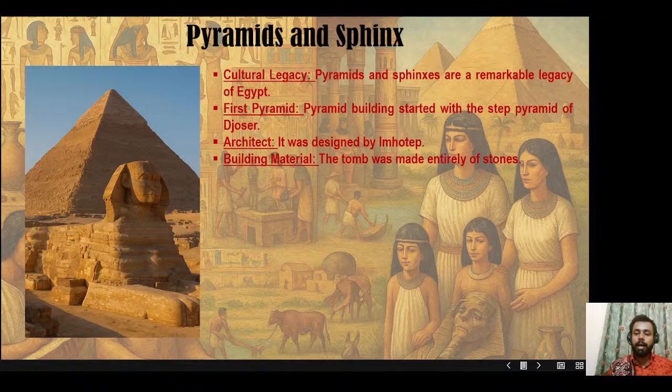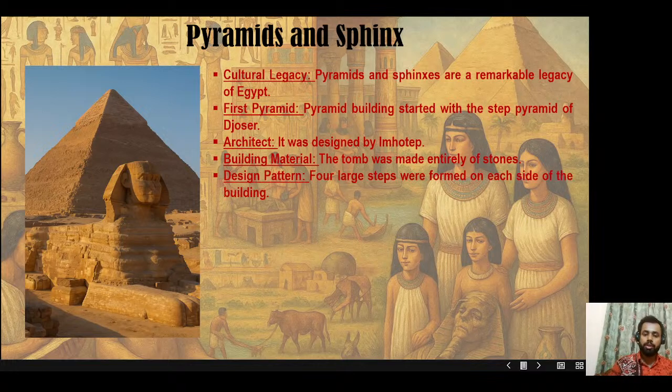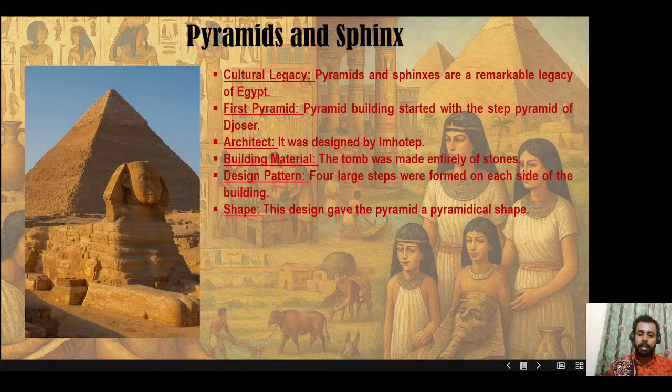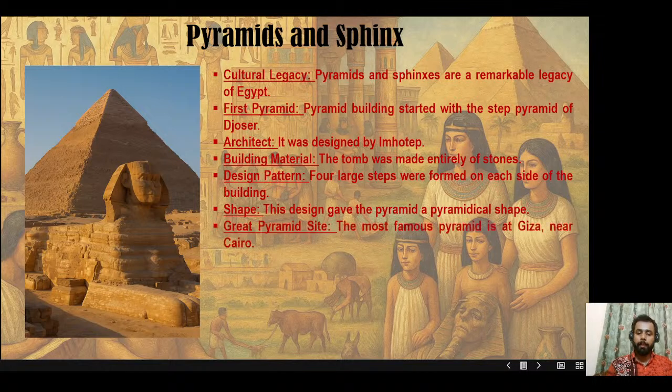The tomb was made entirely of stone. So the first pyramid, Djoser, was made entirely of stones. Four large steps were formed on each side of the building. So there were four sides and four large steps were formed on those four sides. This design gave the pyramid a pyramidical shape. So from the design of the pyramid of Djoser, we get a pyramidical shape.